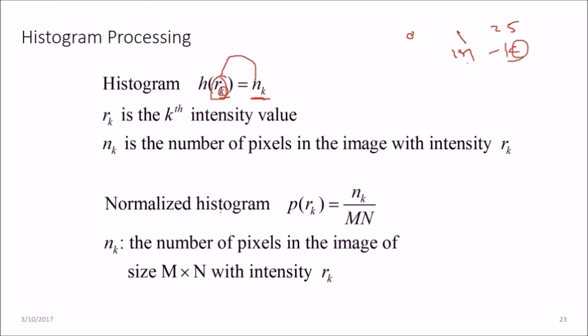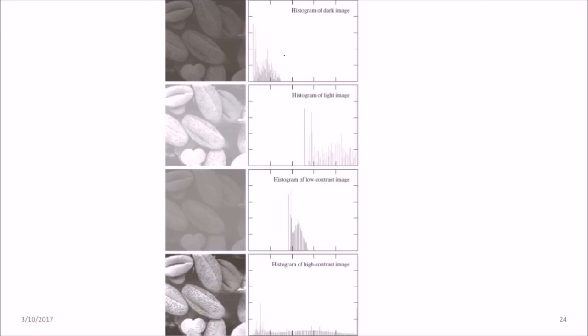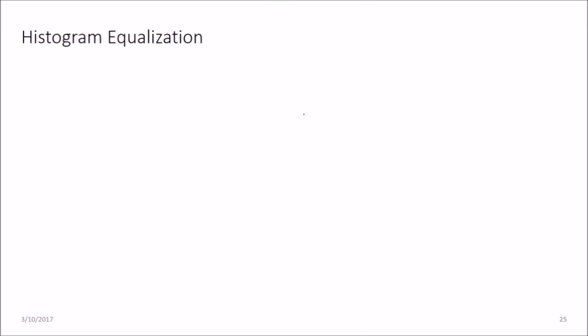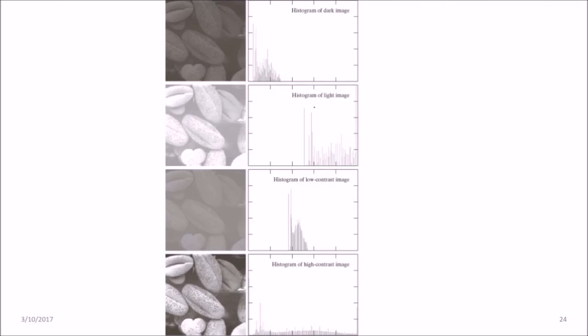And now the normalized histogram p(r_k) will be given by n_k, the number of pixels in the image with intensity r_k, divided by M times N. This n_k is the number of pixels in the image of size M times N with intensity r_k. Right? So the normalized histogram will be given by this value. So this is the figure.